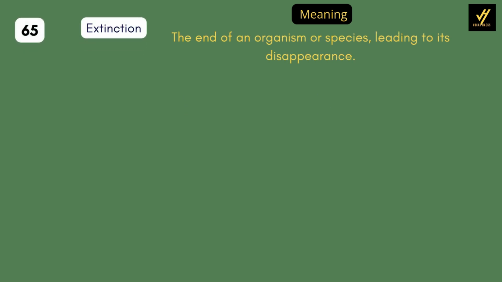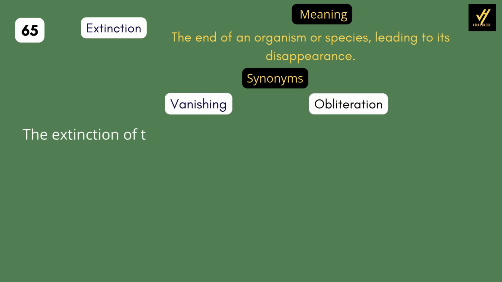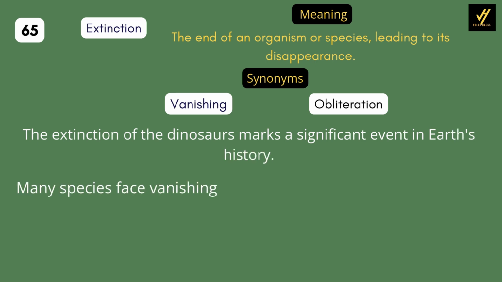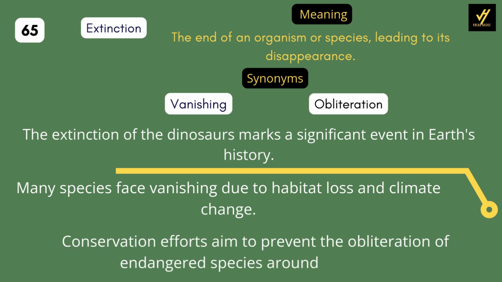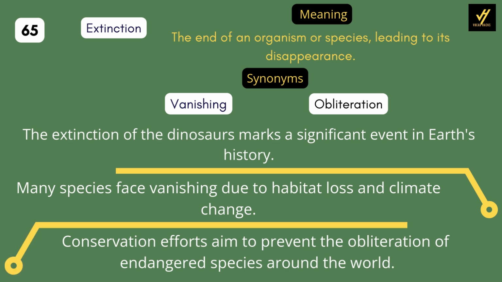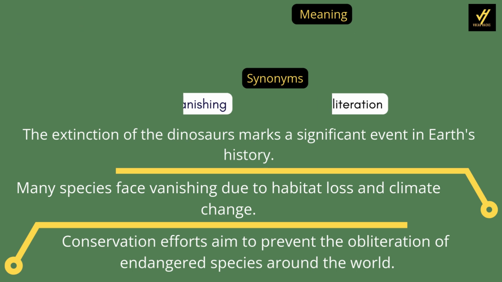Extinction, the end of an organism or species, leading to its disappearance. Vanishing, obliteration. The extinction of the dinosaurs marks a significant event in Earth's history. Many species face vanishing due to habitat loss and climate change. Conservation efforts aim to prevent the obliteration of endangered species around the world.